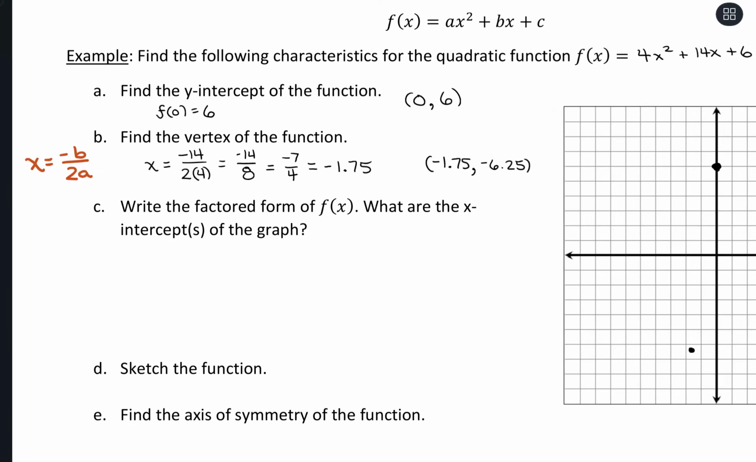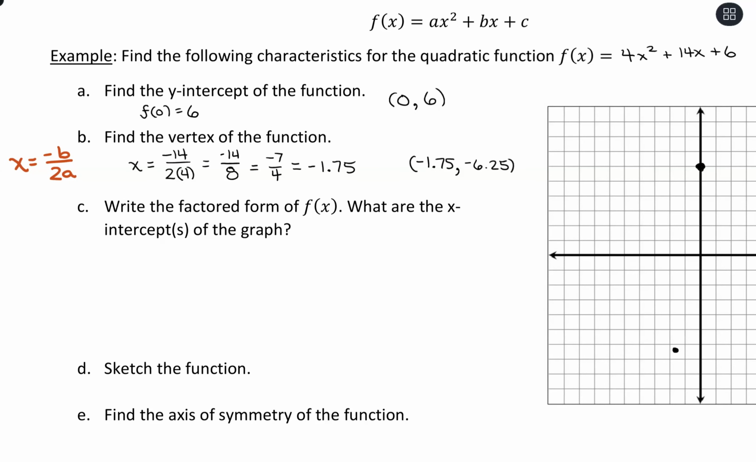Okay, write the factored form. So what we're going to do is take our function, and I have a common factor of 2 that I can get out of there. So that'll leave me with 2x squared plus 7x plus 3. And then we'll go ahead and factor. We could use the AC method or whatever methods we have. This wouldn't be too bad with trial and error because we would need 6 plus 1 to get that 7 in the middle.